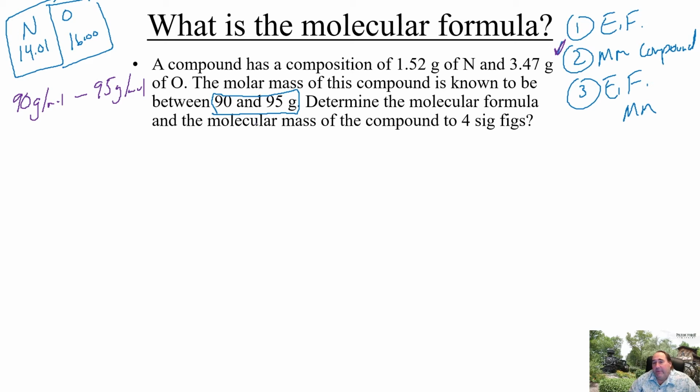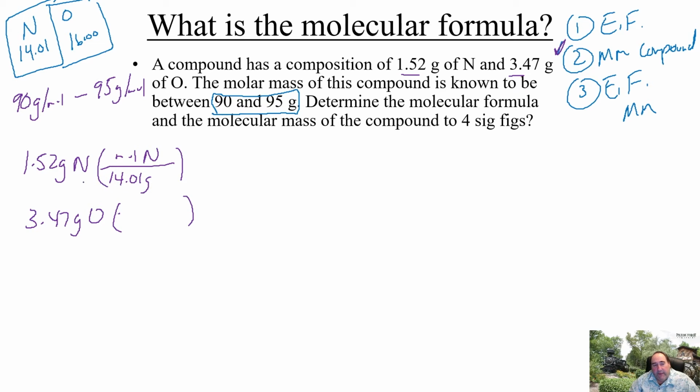We do need the empirical formula. We're not given it, but we are given the grams of each of the elements. So we could go right from grams to moles in this case. So 1.52 grams of nitrogen, using the molar mass from the periodic table, 14.01 grams per mole of nitrogen. We also have 3.47 grams of oxygen, and using the molar mass there from the periodic table, 16 grams per mole of oxygen. So that's going to convert our grams into moles.